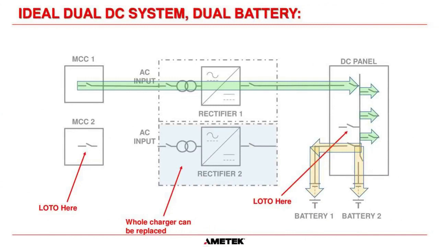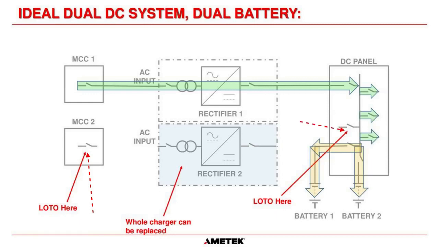Now, this picture here shows why this system is such a good system when you have a dual redundant charger system. If you have a problem with rectifier 2, so let's say rectifier 2 has failed, let's say they're obsolete and they're not made anymore, you can't get parts for that rectifier anymore, and you know you're going to have to replace rectifier 2, then what you can do is apply a lockout tagout to the MCC, to the 480 volt supply. And then you can also apply a lockout tagout to the DC breaker in your DC panel.